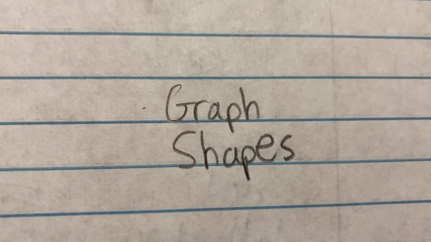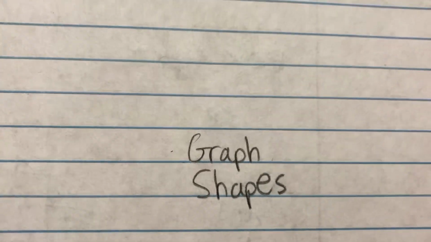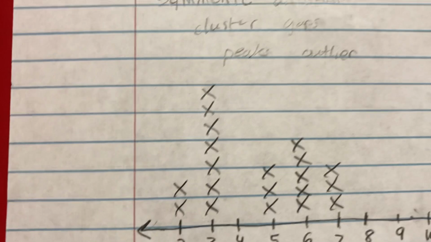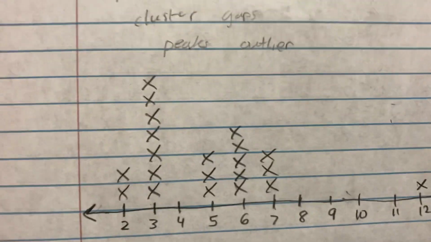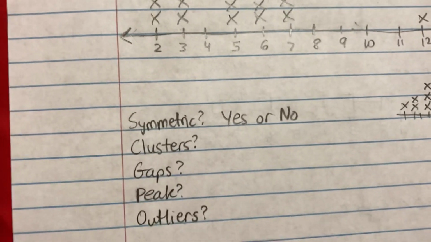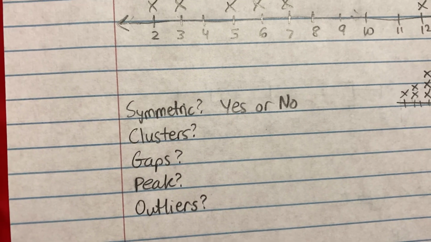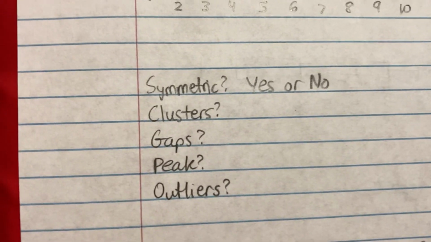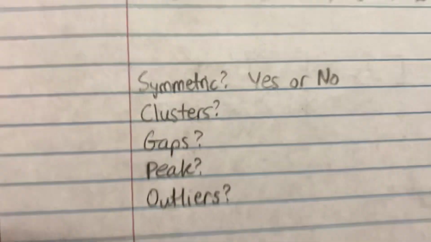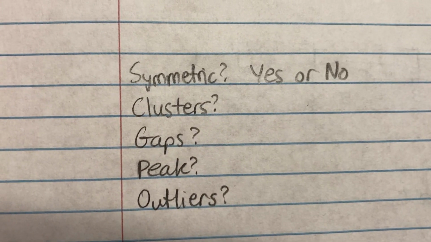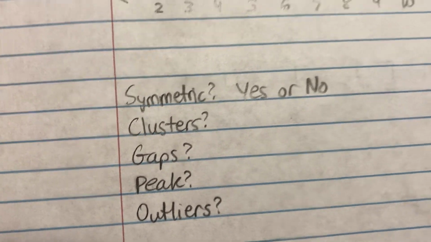This video is about graph shapes, so we're going to learn how to identify the shape of a graph. They might give you a graph like this, and you might have to be able to find certain things about it. One of the first things they'll ask you is: is the graph symmetric? That means it's the same on both sides.